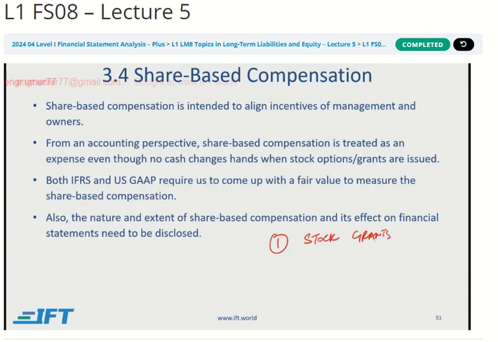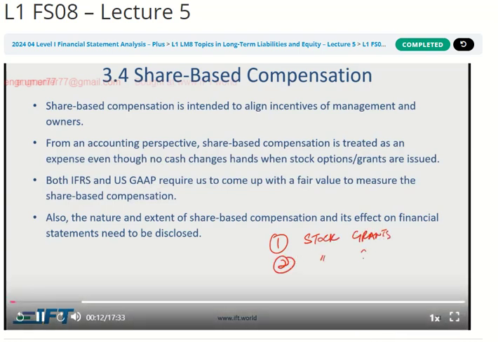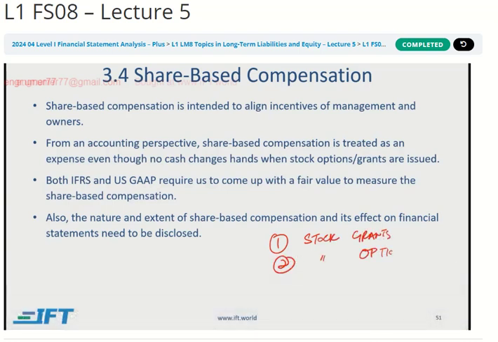grants. The other one is stock options, and then your stock appreciation rights. Now, let me first explain why we need these. Then we will talk about the differences in all three of them.